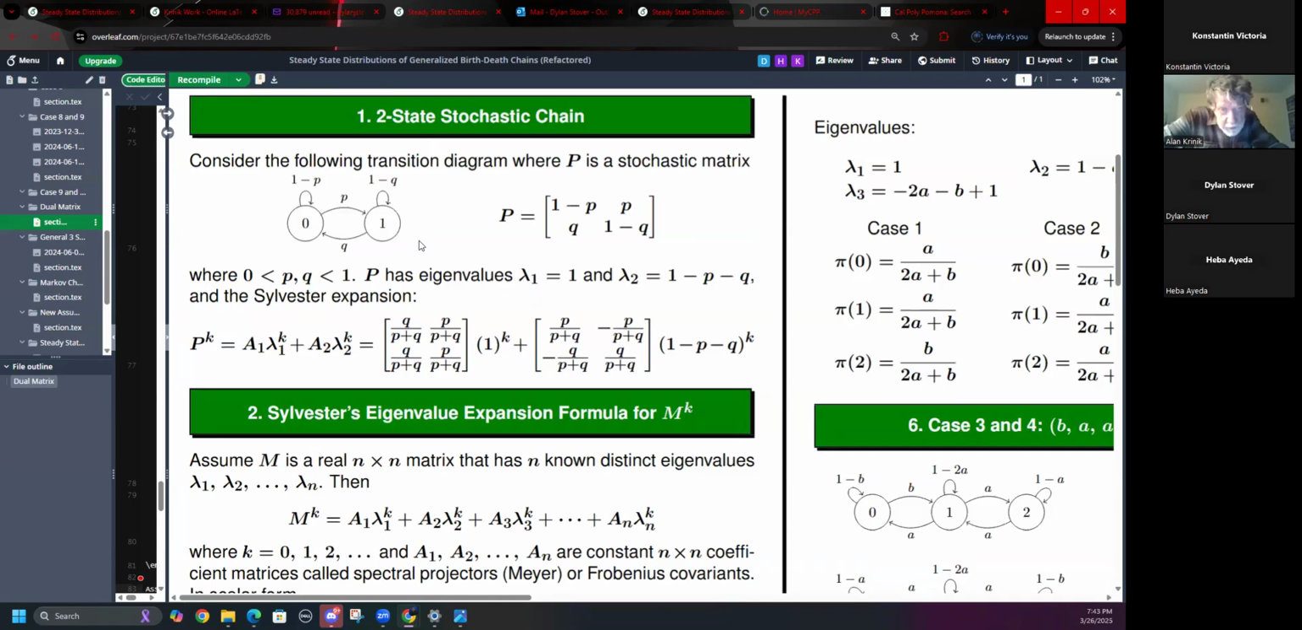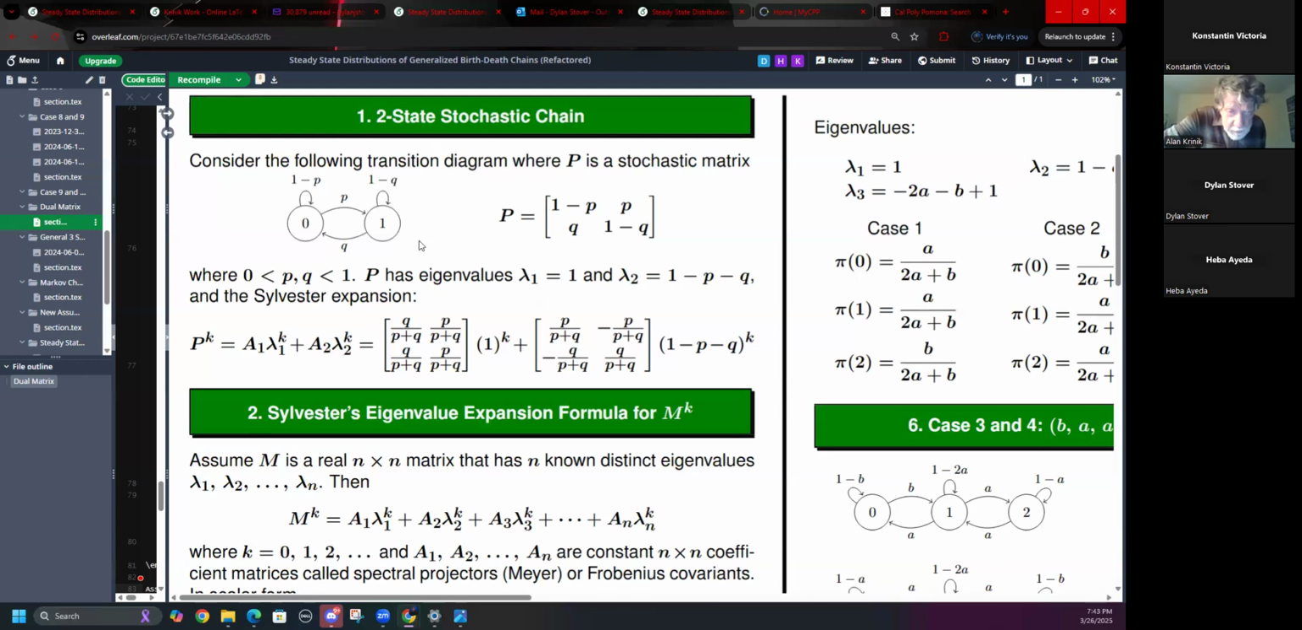It turns out the P matrix here has two eigenvalues. One of them is always 1, and the other one turns out to be this expression, 1 minus P minus Q. I should have said the P matrix is what's called stochastic, which means the rows add up to 1, because from any state, wherever you go, all the possibilities have to total 1 or 100%. Now, we're interested in taking powers of the P matrix.